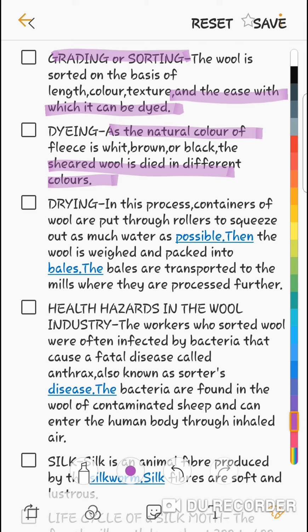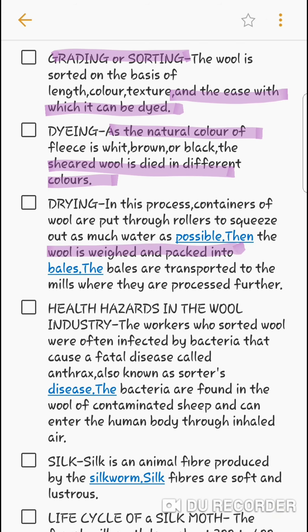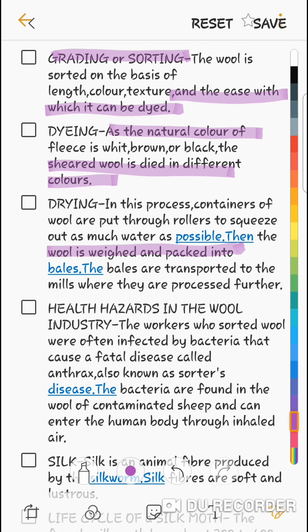Drying. In this process, containers of wool are put through rollers to squeeze out as much water as possible. Then the wool is weighed and packed into bales. The bales are transported to the mills where they are processed further.